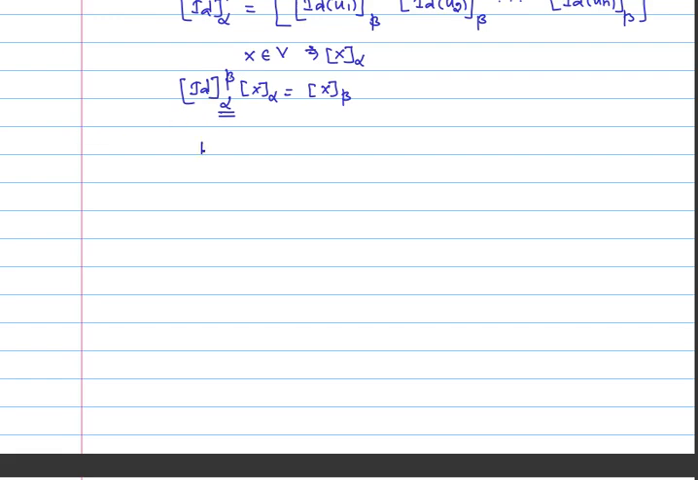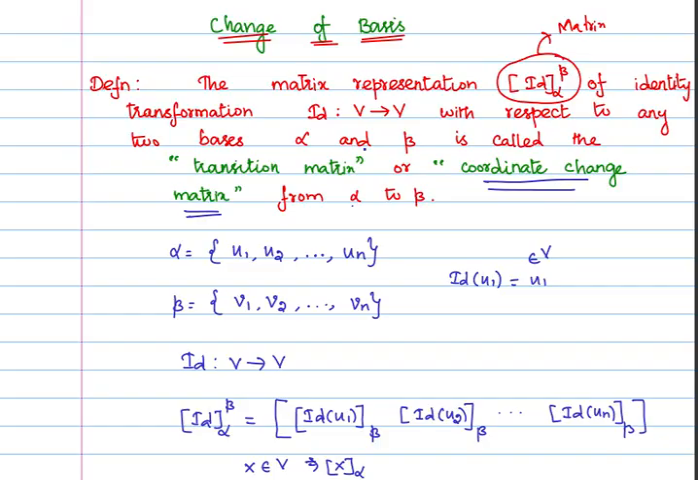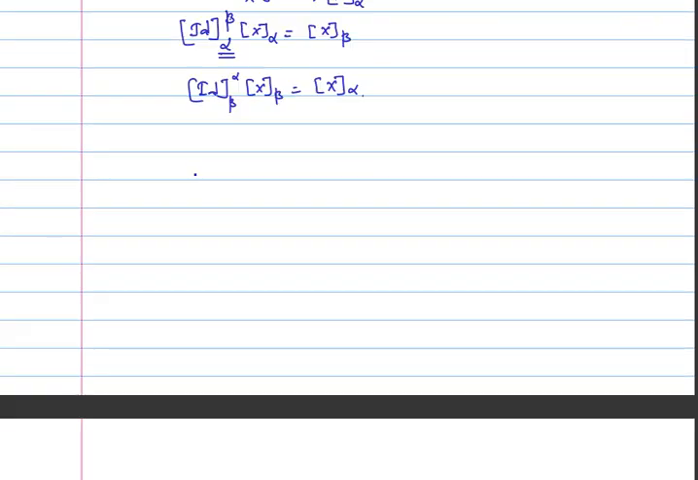Similarly, you can find ID beta to alpha times x beta equal to x alpha. This way also we can represent. Now we see a few examples to understand the matrix representation of the identity transformation, that is our transition matrix and coordinate change matrix.